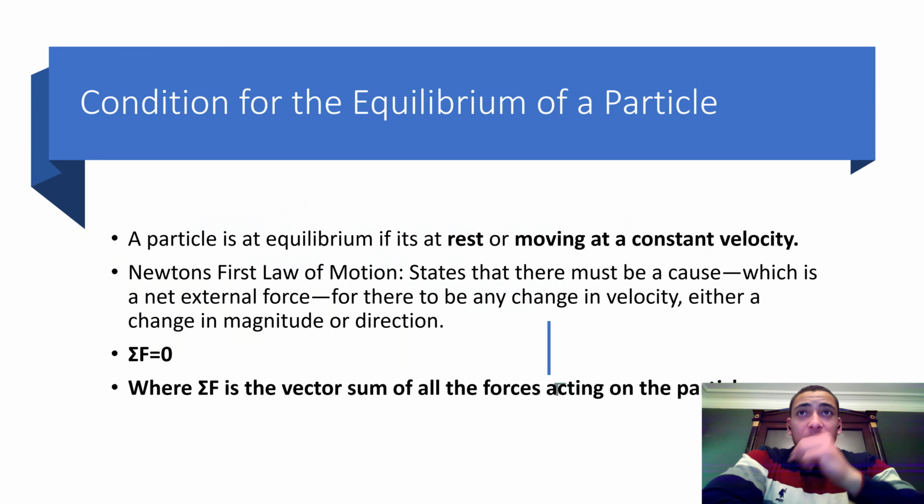So what are the conditions for the equilibrium of a particle? First, a particle is at equilibrium if it's at rest or moving at a constant velocity. Newton's first law of motion states that there must be a cause, which is a net external force, for there to be any change in velocity, either a change in magnitude or direction, where it's stated as sigma F equals 0, where sigma F is the vector sum of all the forces acting on the particle.